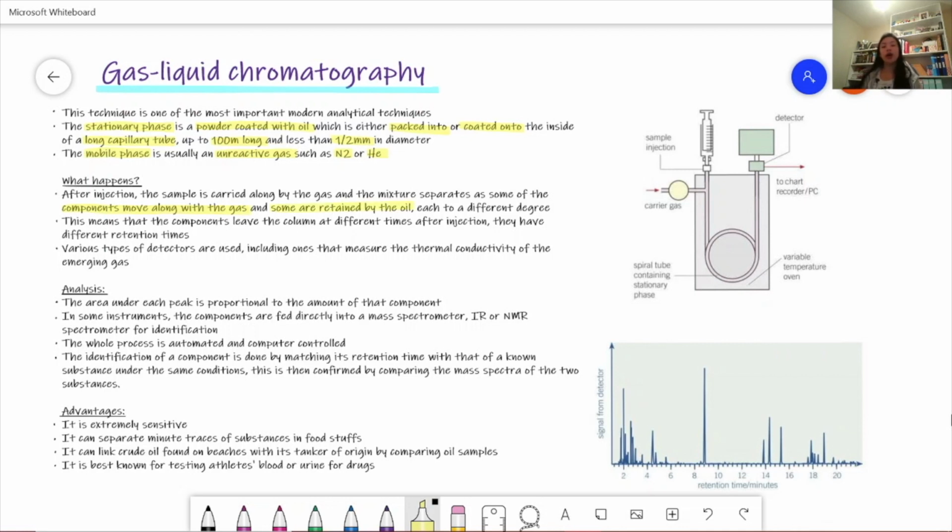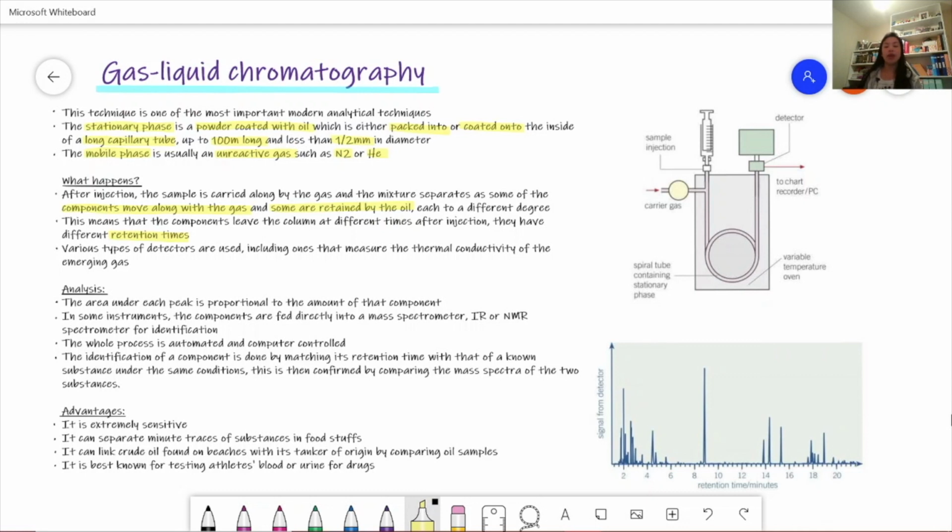And this means that the components leave the column at different times after injection, and so they have different retention times. So with gas chromatography, instead of working out RF values for the different components, we actually use retention times to identify them. And so the components which leave the column with a quicker time are the ones which have a higher affinity for this mobile phase.